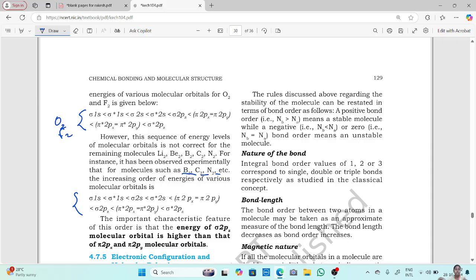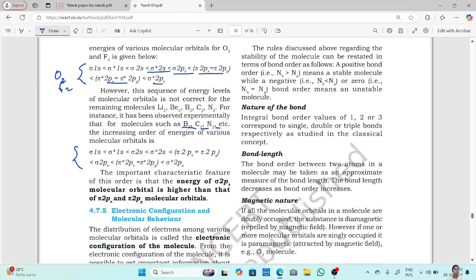Now what is the difference between both of the series? Here you can see that after the anti-bonding 2s orbital you have a bonding 2pz orbital. After the bonding 2pz orbital are your bonding 2px and 2py orbitals. Then you have anti-bonding 2px, 2py and anti-bonding 2pz orbital. This is what O2 and F2 follow.